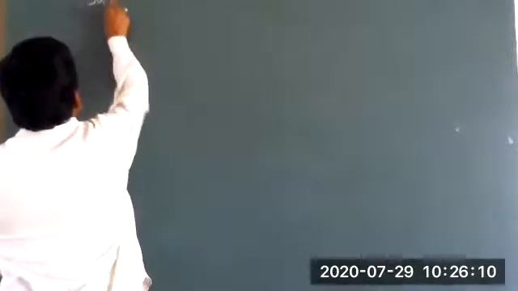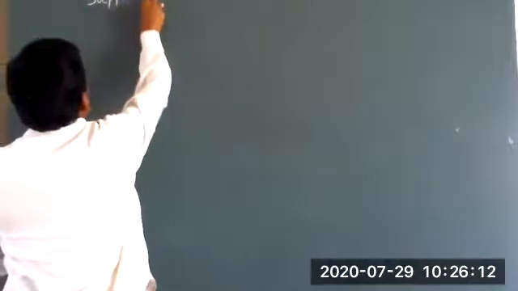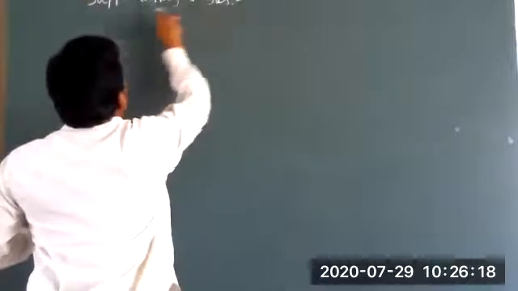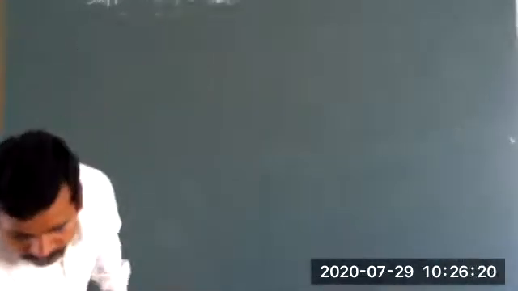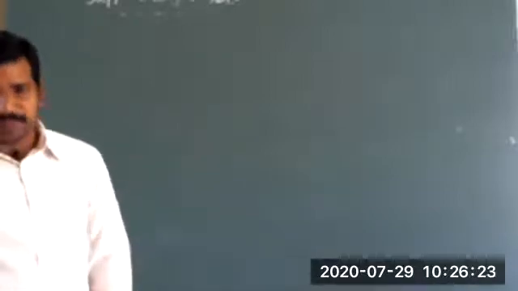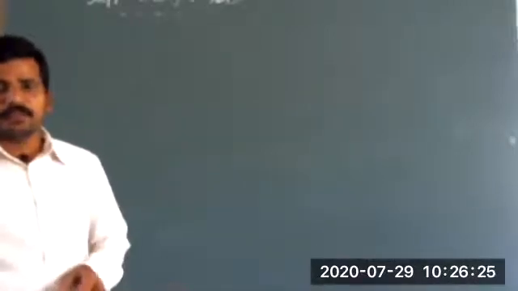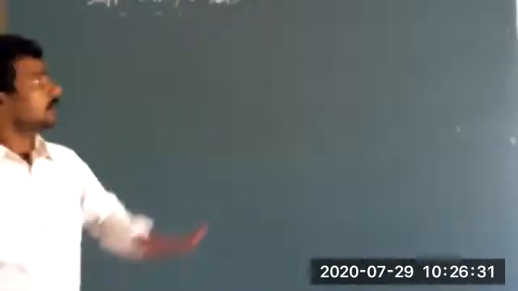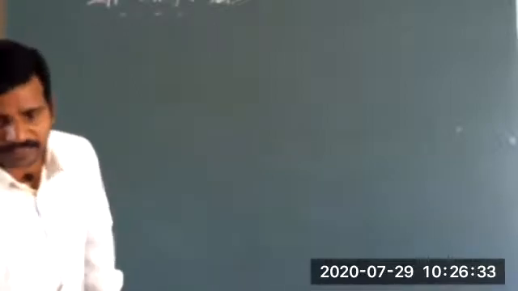Good morning, children. Today we are going to learn about supplementary angles in chapter 4, lines and angles. What about supplementary angles? When the sum of two angles is equal to 180 degrees, it is called supplementary angles.